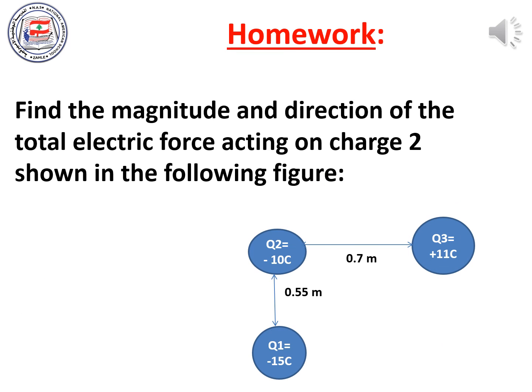Now as a homework, please find the magnitude and the direction of the total electric force acting on charge 2 shown in the following figure. Q2 is equal to negative 10 coulombs. Q3 is equal to positive 11 coulombs. Q1 is equal to negative 15 coulombs. The distance between charge 2 and charge 3 is 0.7 meters, and the distance between charge 2 and charge 1 is 0.55 meters. In order to solve this problem, you need to follow the 5 steps that I explained in the example. So please be accurate and be clear in your answers.